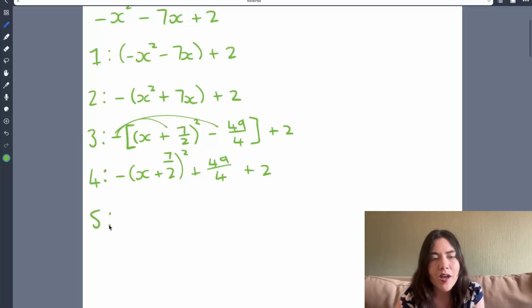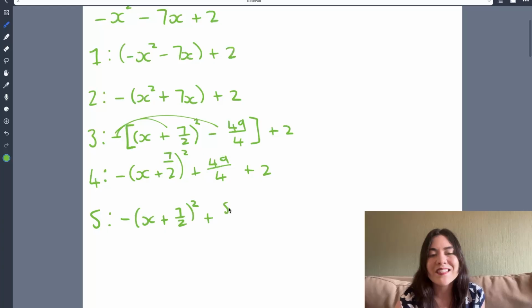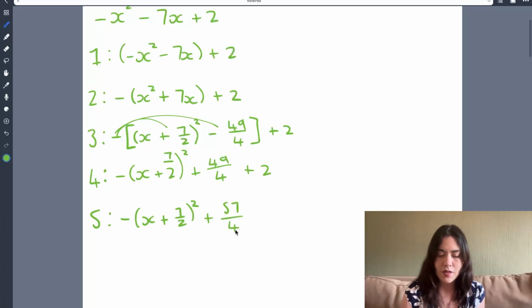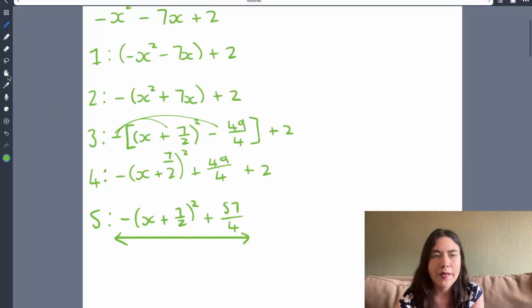And now step 5 is to consolidate. So we have x plus 7 over 2 squared plus 49 over 4 plus 2, which is 57 over 4. And that is your final answer. It's very similar to version 2, but you just need to remember those 2 sign changes that occur. Let's do another example quickly.